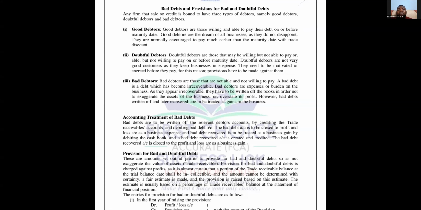Then we have the bad debtors. That is the worst of them all. The bad debtors are those that do not have the ability to pay, and they are even unwilling to pay.